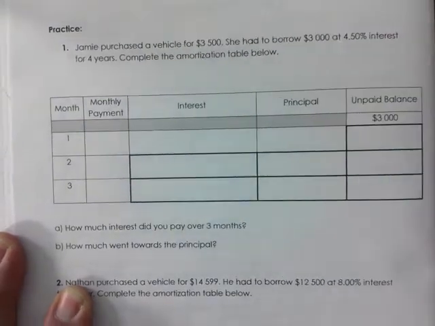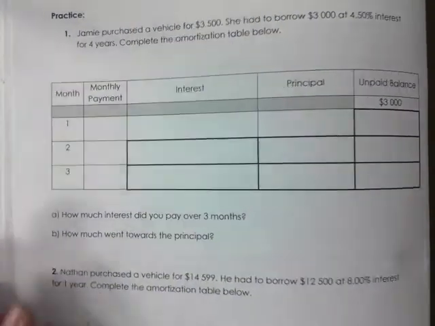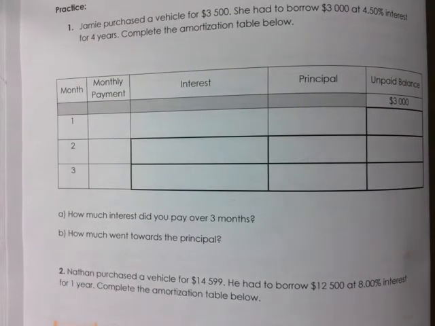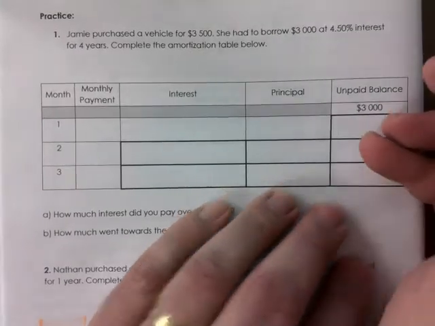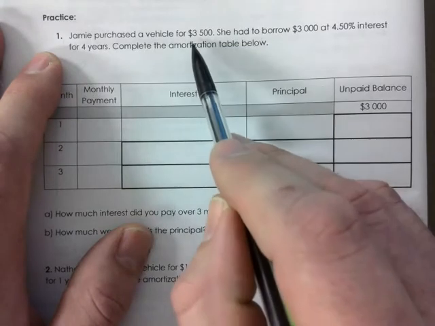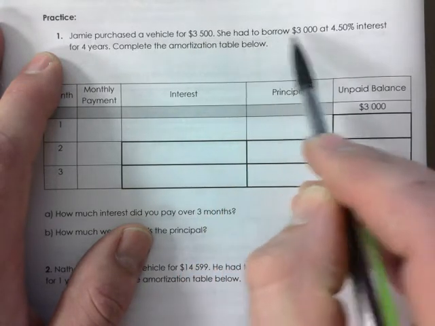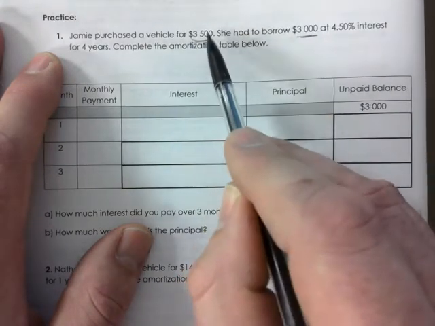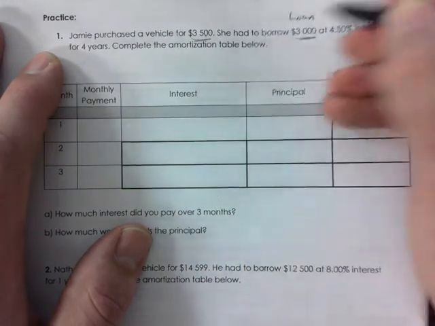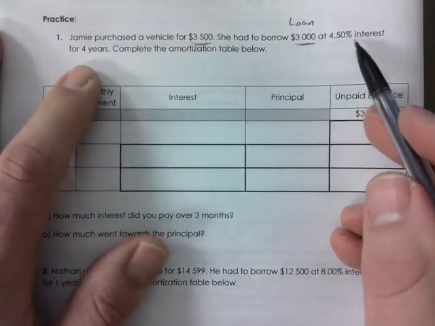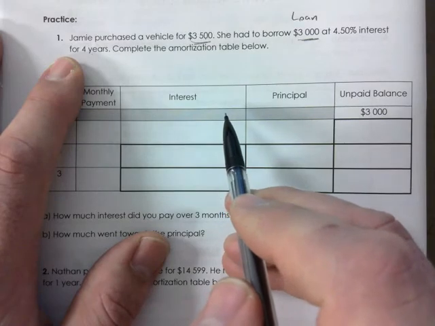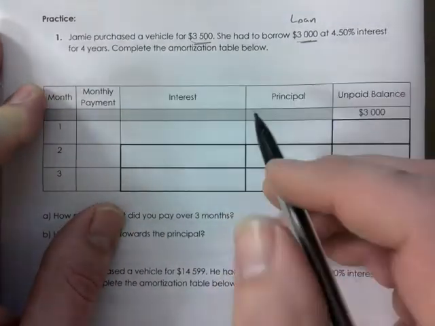So let's go to page 25, and I'll walk you through one more. It's page 25 at the top. Jamie purchased a vehicle for $3,500. She had to borrow $3,000. So this is the car, but she has to borrow. This is like your loan, for 4.5% interest over 4 years. Complete the amortization table below. This is on page 25.